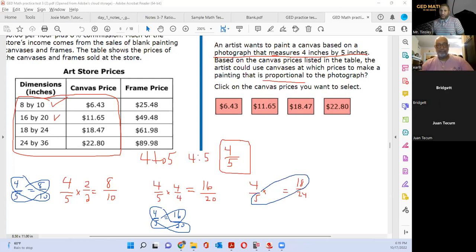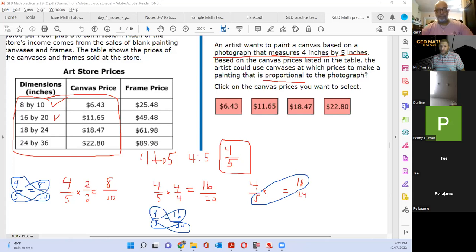So we get 5 times 18, which is 90, and 4 times 24, which is 96. Well, 90 is not equal to 96. So we know 18 by 24 is not proportional.